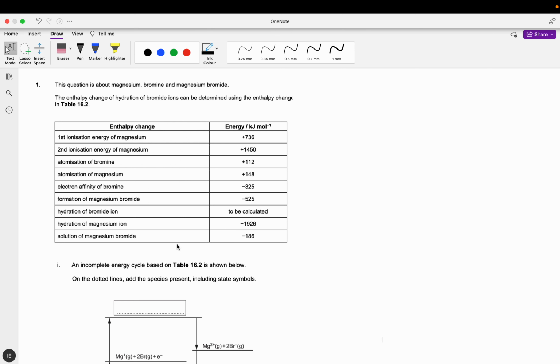Do one of these questions by one of my students. So this question is a bit of a weird one. It's actually very simple. What they've actually done is they've combined enthalpy of hydration with a Born-Haber question. But the principles of Born-Haber stay exactly the same.